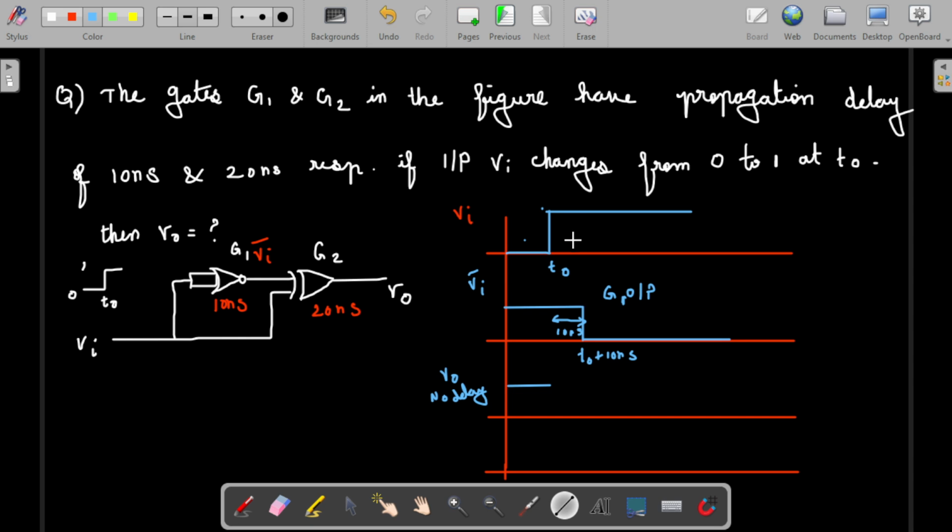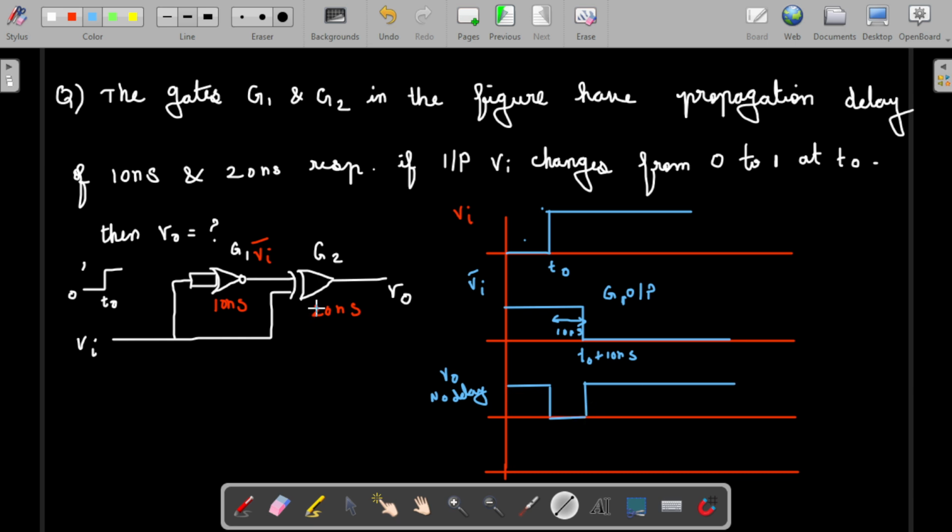At this level both inputs are 1, so the output will change to 0 here, and it will maintain 0 up to here. After this, one input is 1 and the other is 0, so it will turn back to 1. This will be the actual condition without considering any delay.